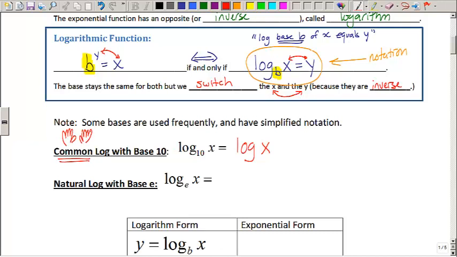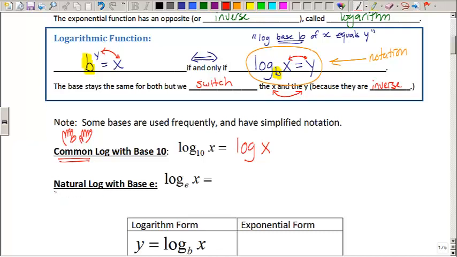10 fingers, very common, everybody has them, so that's your common log. Another base that is used an awful lot is base e. If we have a log base e of x, we really don't write it this way. No one writes log base e.